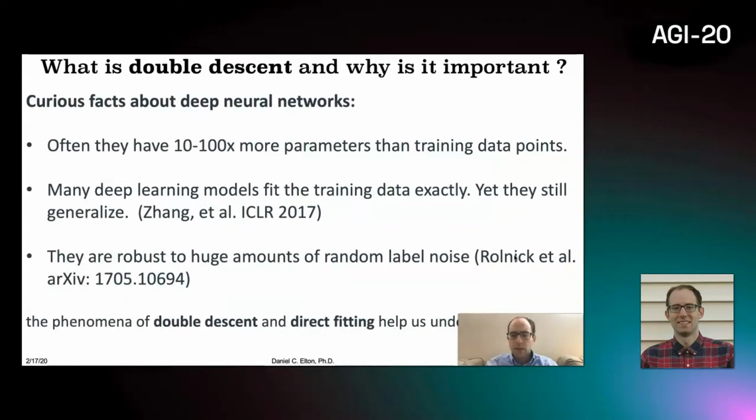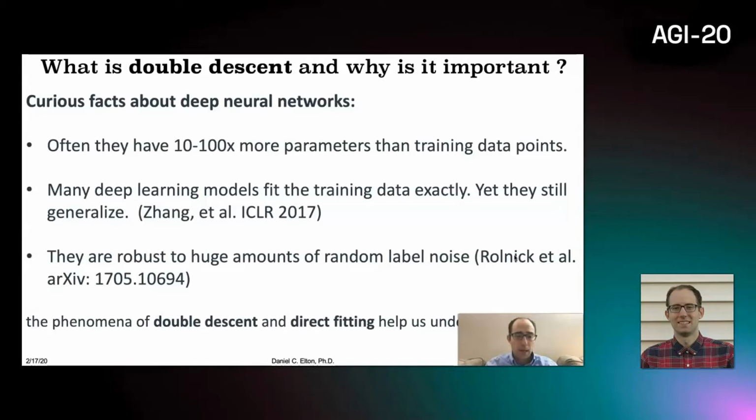So now I'm going to shift gears and go into the phenomenon of double descent, which I think really helps us understand how these neural networks function and why they're hard to interpret. So for a long time, there have been a number of very curious facts noted about deep neural networks. They often have 10 or 100 or 1,000 times as many parameters as training points. So by conventional wisdom, they should be greatly overfit.